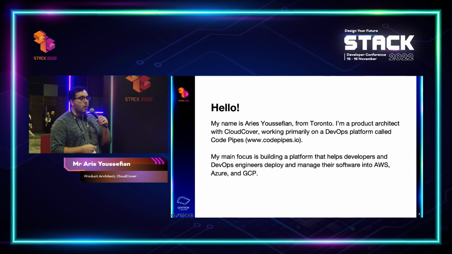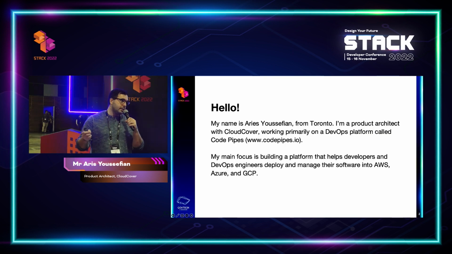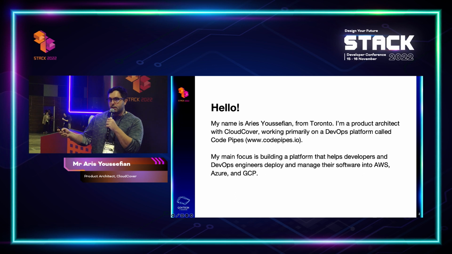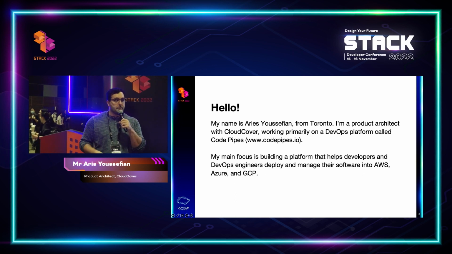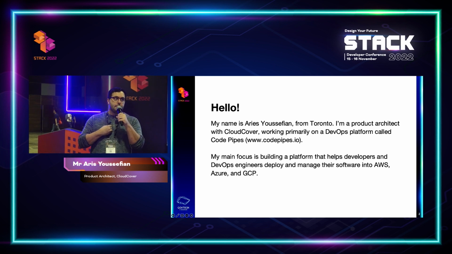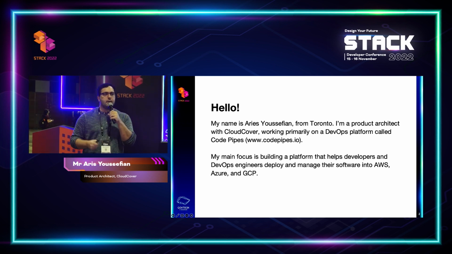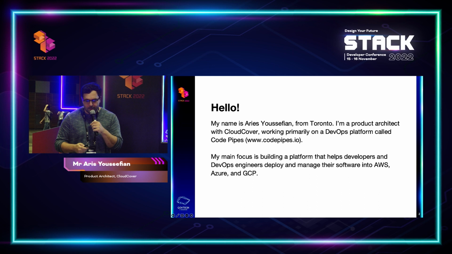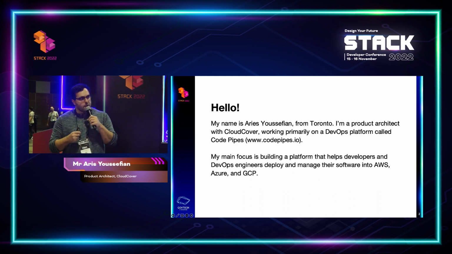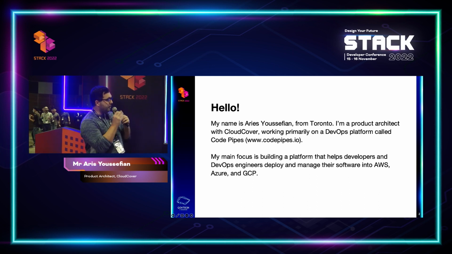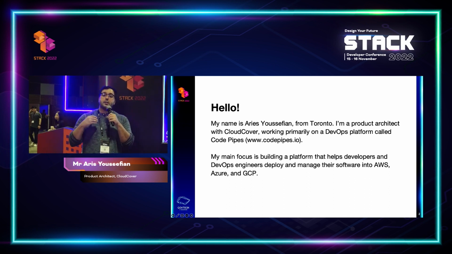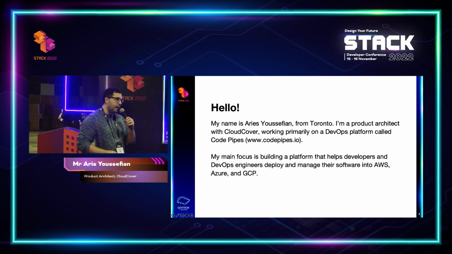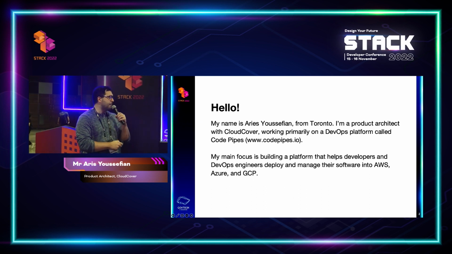So, quick intro about myself. I'm a product architect for a company called CloudCover. We're a cloud-native digital solutions company based primarily here in Singapore. I'm based in Canada, but I'm moving back to Singapore come February, so super excited about that. My primary focus is on building platforms for DevOps and developers. And specifically, the product I work on is called Code Pipes, but I'm not here to talk about Code Pipes. I'm here to talk about continuous delivery.